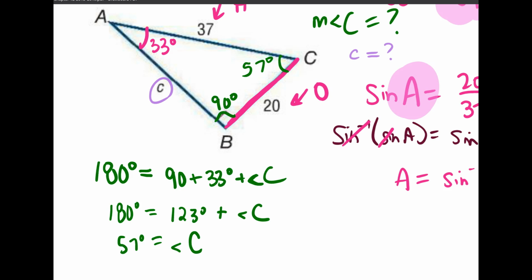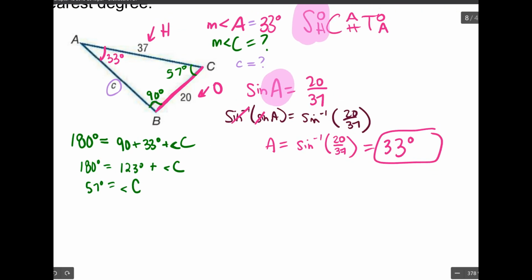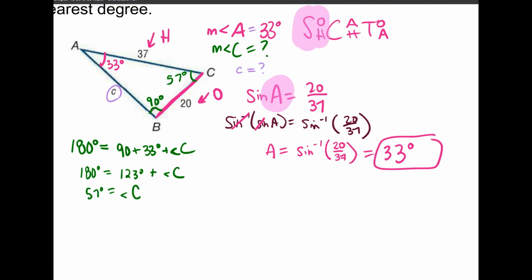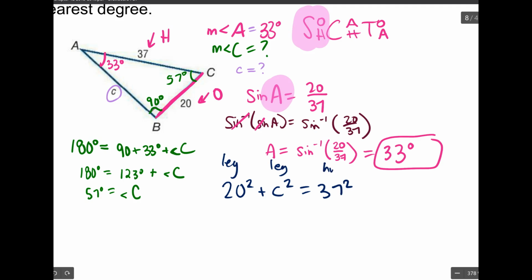So then how do you find C, the length? So we found the angle C. Now we need to find the length for side C. So we could use SOHCAHTOA, or we could use Pythagorean theorem. I know 20 squared plus C squared is equal to 37 squared. This is leg, leg, hypotenuse.